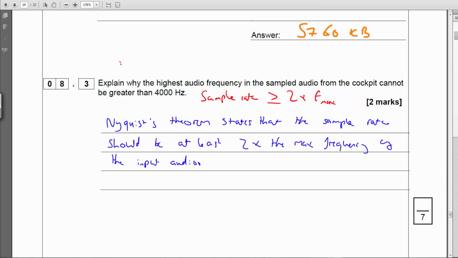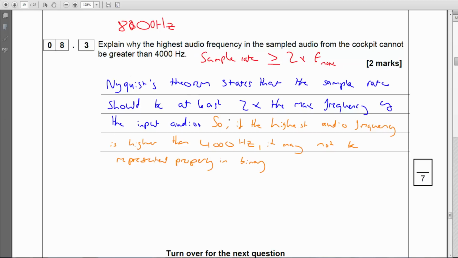So we're set with 8,000 hertz as our sampling rate. We can't change that. And so if we get higher than this, this is not going to be greater than 2 times the highest audio frequency. So if we increase this, we're going to basically break this rule. And so the result is we get audio that isn't measured and represented correctly.